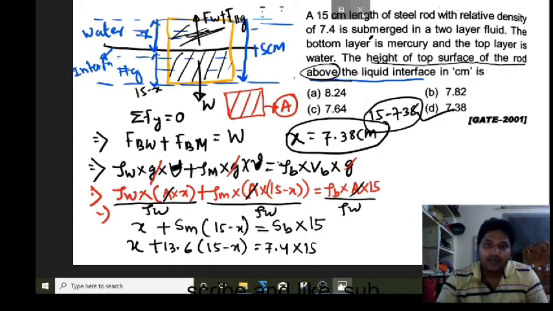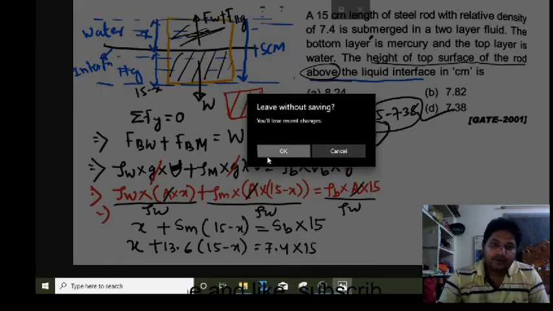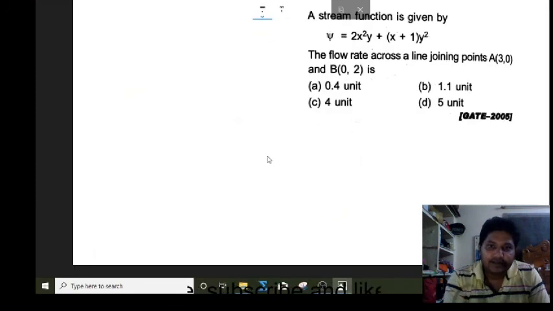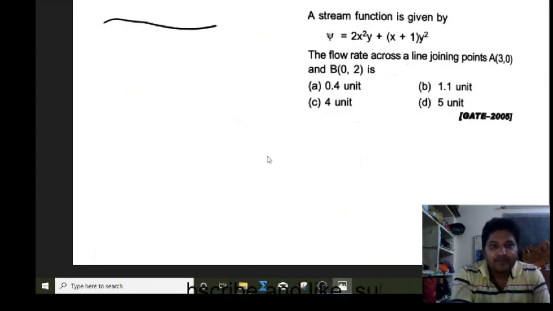So this is the last. Okay, then another question. Suppose there are streamlines here. So these are two streamlines. Suppose this is psi A and this is psi B, so this is psi 1 and this is psi 2.